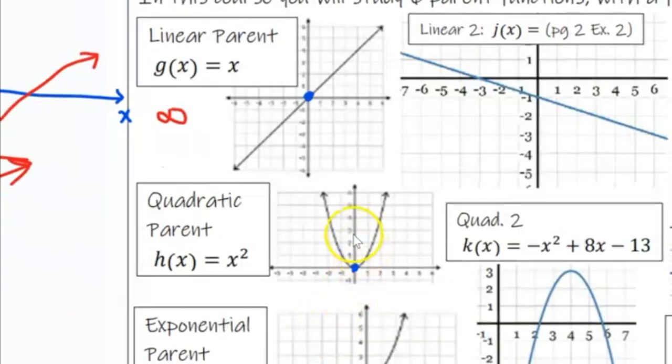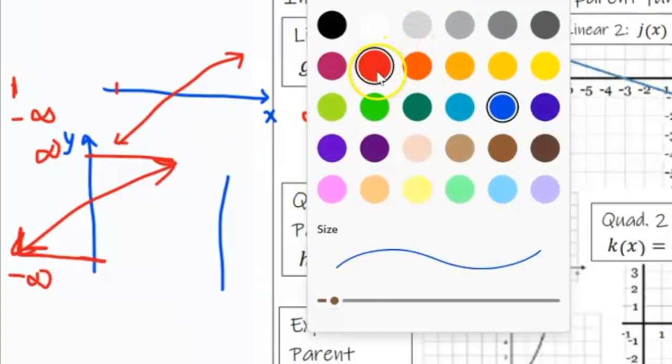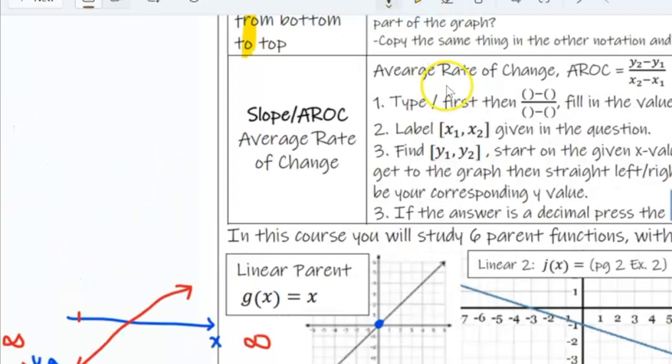All right, so I'm going to go with the quadratic one. And again, following the notes, it says draw the Y-axis. So I'm going to go ahead and draw the Y-axis. This is for the quadratic. Then it says draw the graph. So I'm going to go ahead and draw the graph. It looks like a U, like that. Okay, then I'm going to look from the bottom to the top.